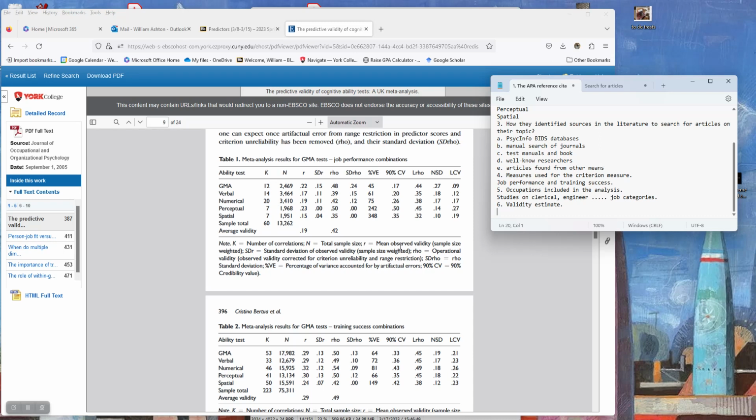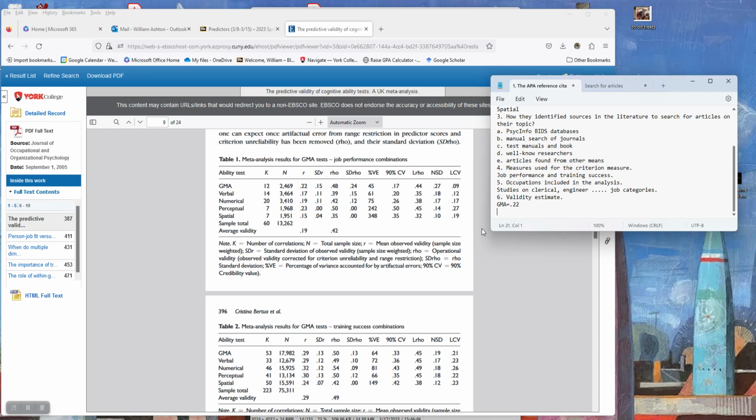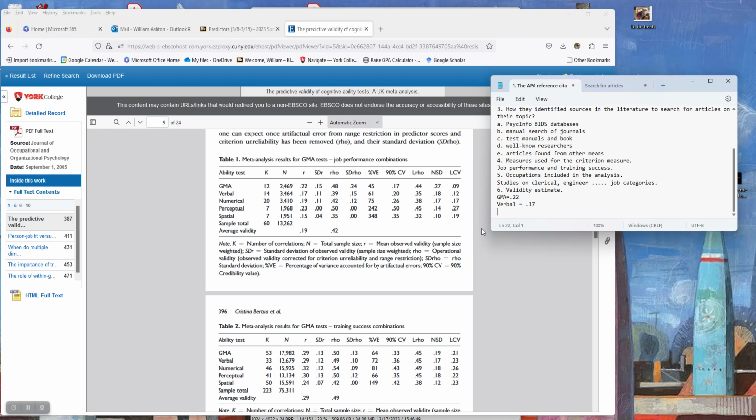So r is the mean observed validity. That is what we're looking for. And so we have the validity estimate for general mental ability is 0.22. Verbal is 0.17, and then go down and list them all.